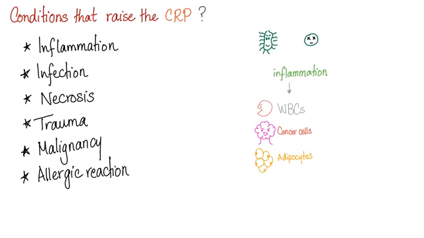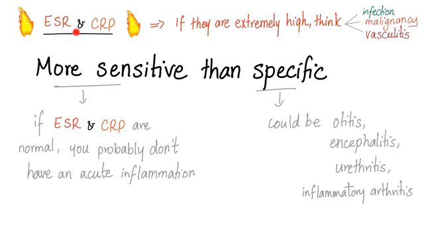Conditions that will raise the CRP level in your plasma. As I've said, it's non-specific. So inflammation, infection, necrosis, trauma, malignancy, allergy. ESR and CRP, if they are extremely high, think infection, malignancy, or vasculitis.